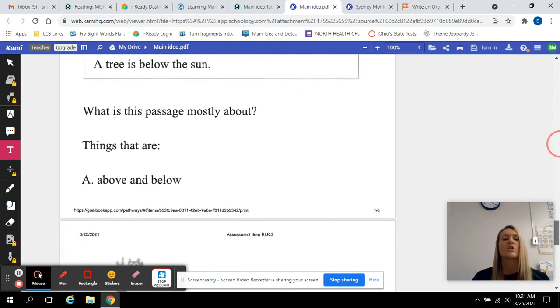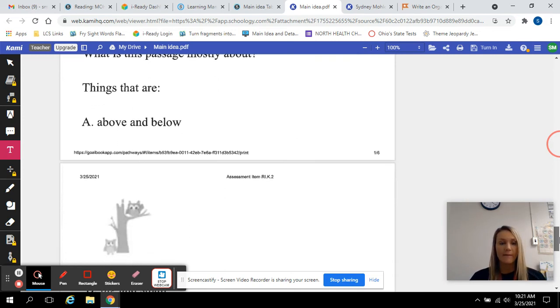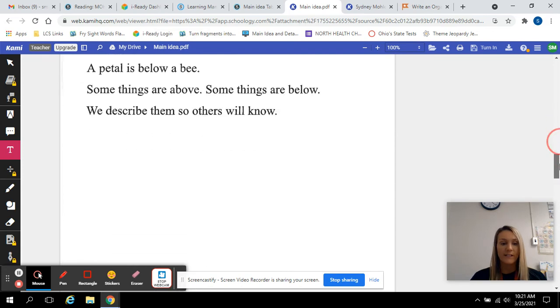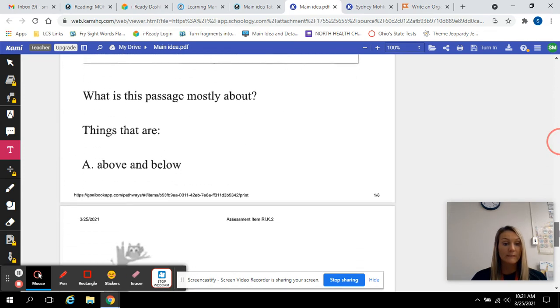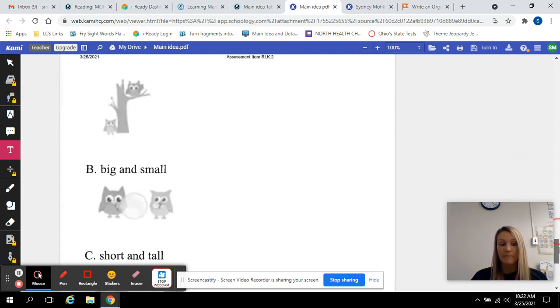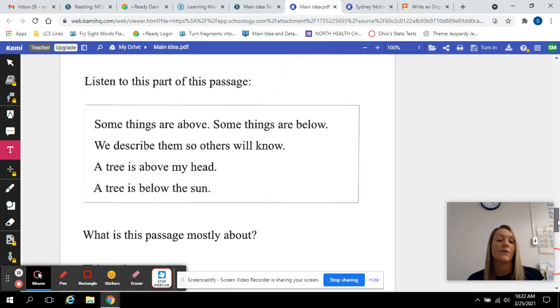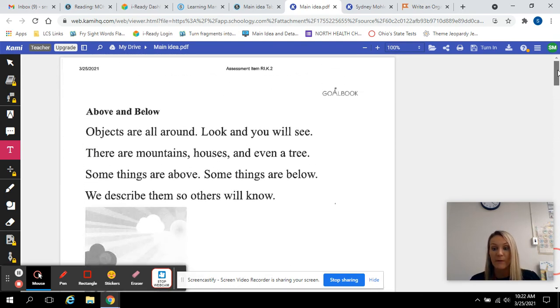What was this passage mostly about? What was it about? A, things that are above and below. B, things that are big and small. Or C, things that are short and tall. Go ahead and circle A, B, or C with the correct answer identifying what this passage was mostly about.